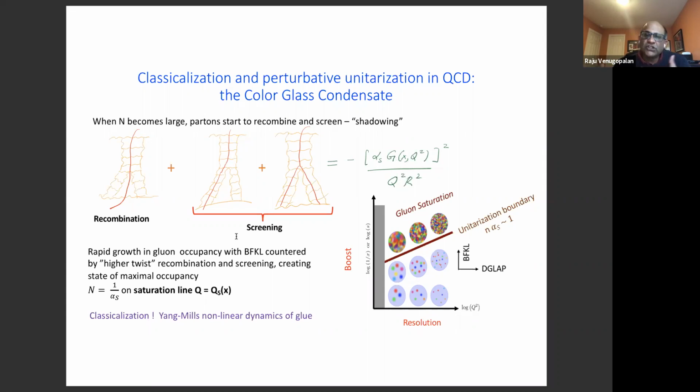And so there's a competition between the growth, the Bremsstrahlung of soft gluons, which is very rapid as you go to high energies, and the recombination of softer gluons into harder gluons. And there's a state of maximal occupancy that's reached, okay? So if you plot the boost, going to higher and higher energies, on the y-axis and the resolution scale, which is q squared, on the x-axis, for any fixed resolution q with which the probe probes inside the hadron, as you go to sufficiently high boosts, this object becomes very dense. Okay. It reaches maximal phase space occupancy of 1 over alpha s.